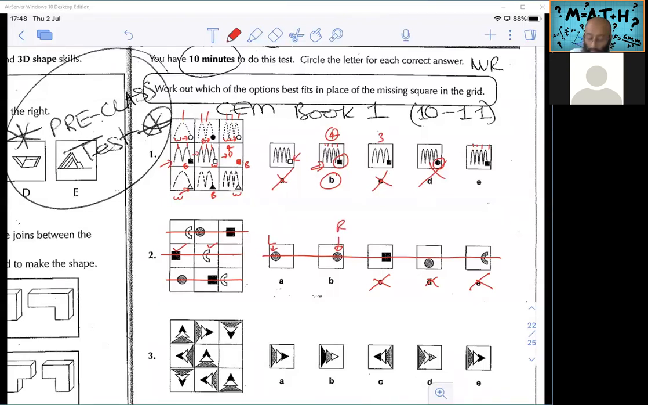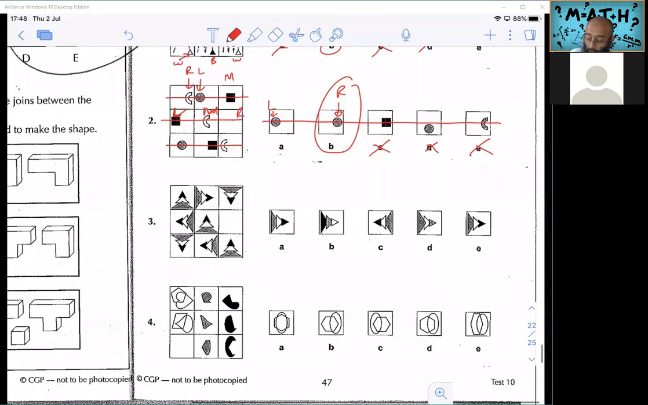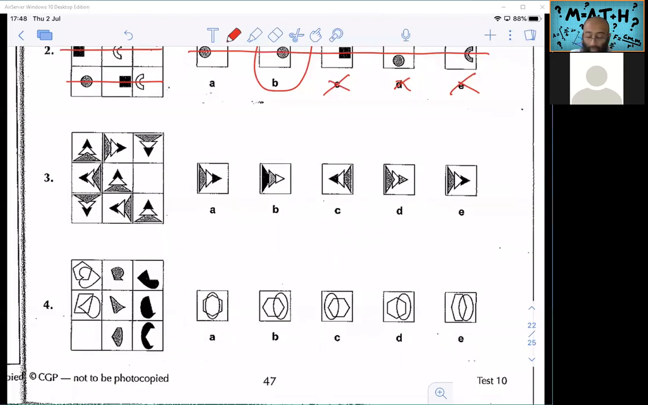Let's have a look. On the top one here, we have right, we have left, and we have middle. So we have the left one here. We have the middle one here. So the one that's left has to be the right-hand side. So we've got a combination of right, left, and middle. So it has to be B, because that's the shape that's missing from the pattern. You must have one on the right-hand side. Let's move on. Question number 3 now.